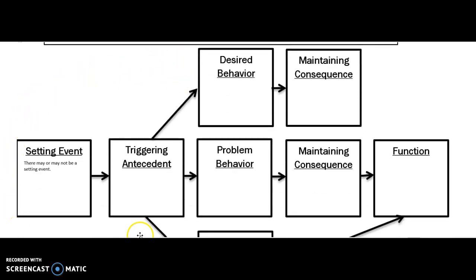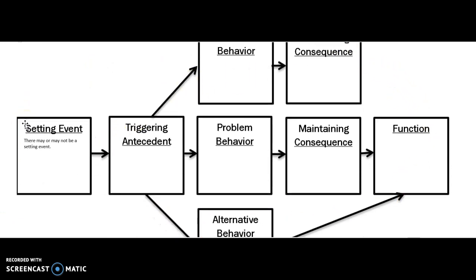This here is called the competing behavior pathway. And so we're first going to address this going across the middle. And we're just going to identify the pieces of the behavior that we know. So there may or may not be a setting event.